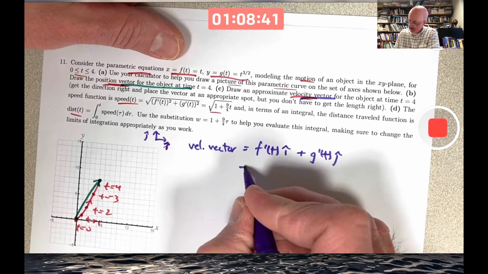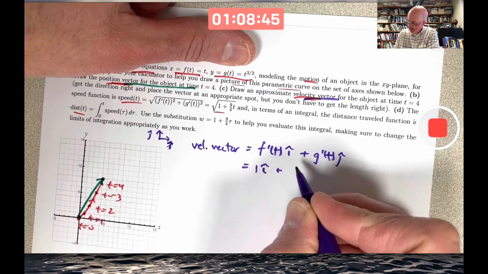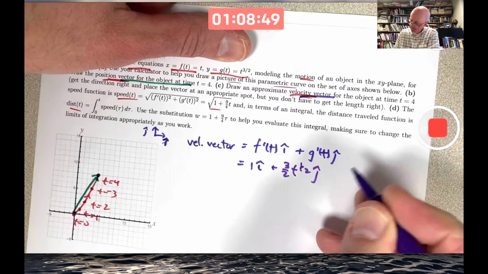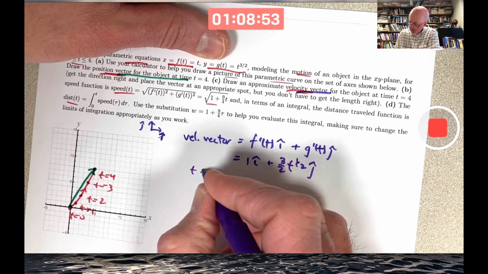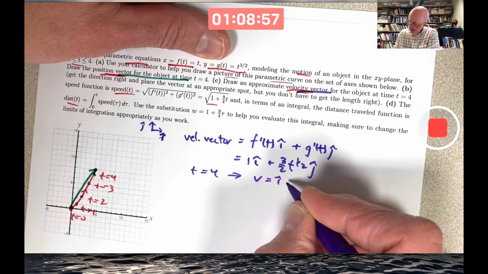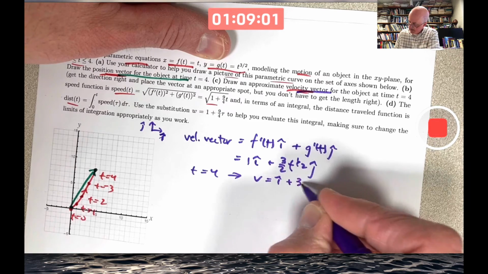If you don't know what those are, don't worry about it. f prime of t is 1. g prime of t is 3/2 t to the 1/2. And if I plug in t equals 4, the velocity vector is going to be i hat plus square root of 4 is 2, 2 times 3/2 is 3.